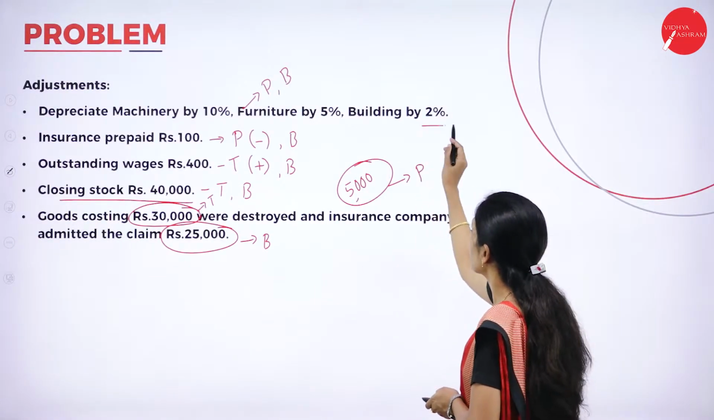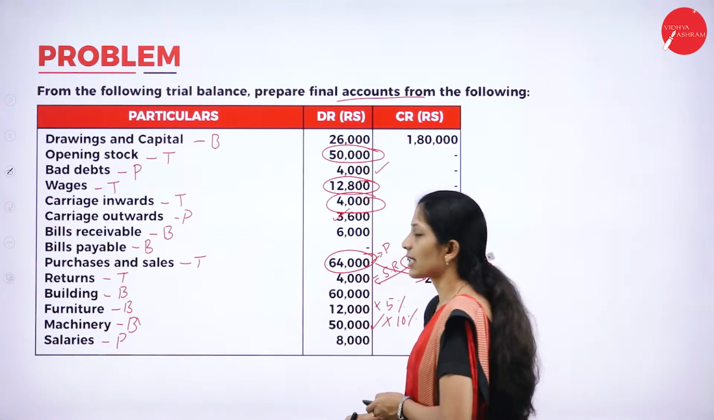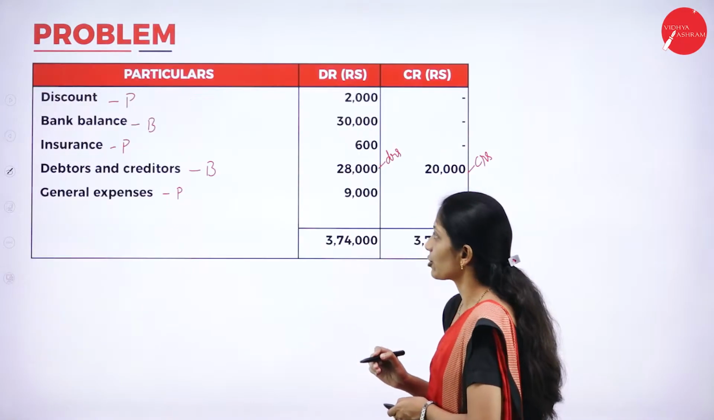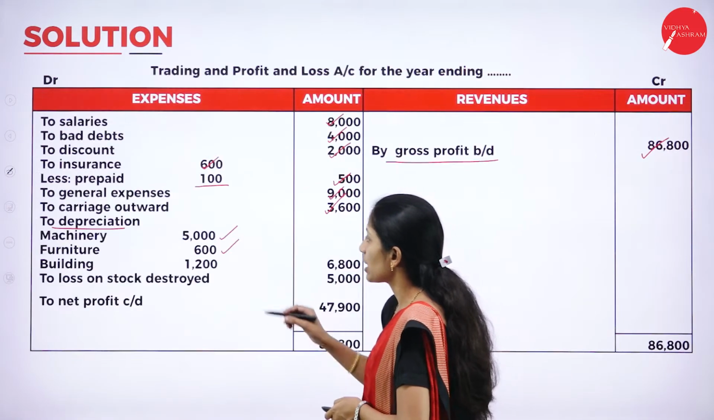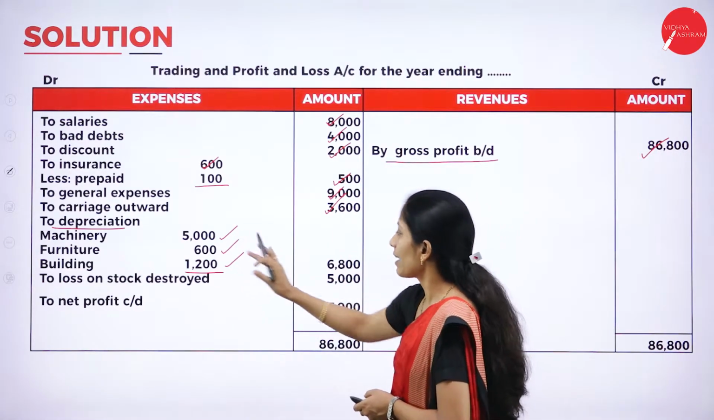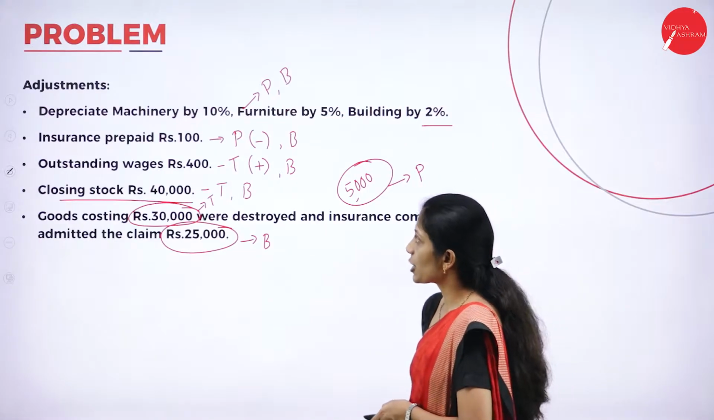Building they have given 2%. What is the value of building? Building is 60,000 into 2%. This will be the depreciation. How much will we get? 60,000 into 2%, that is 1,200. So we are done, adding everything, I'll get 6,800. Now come to the next adjustment.